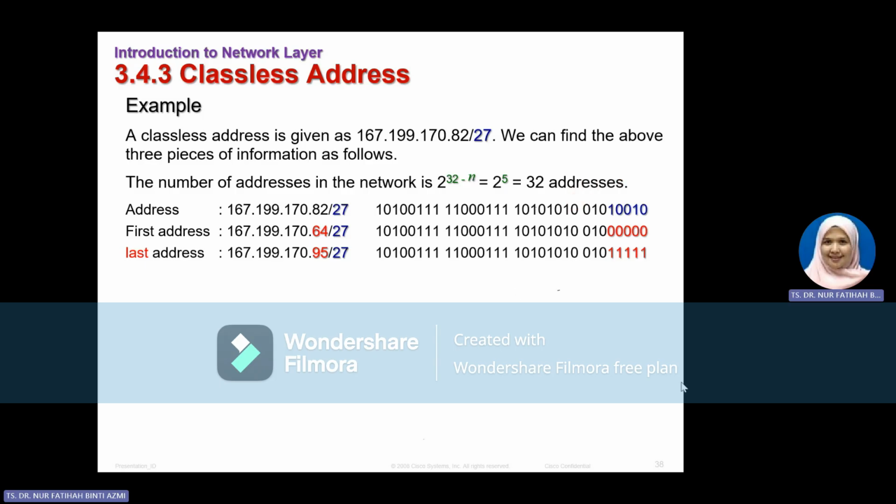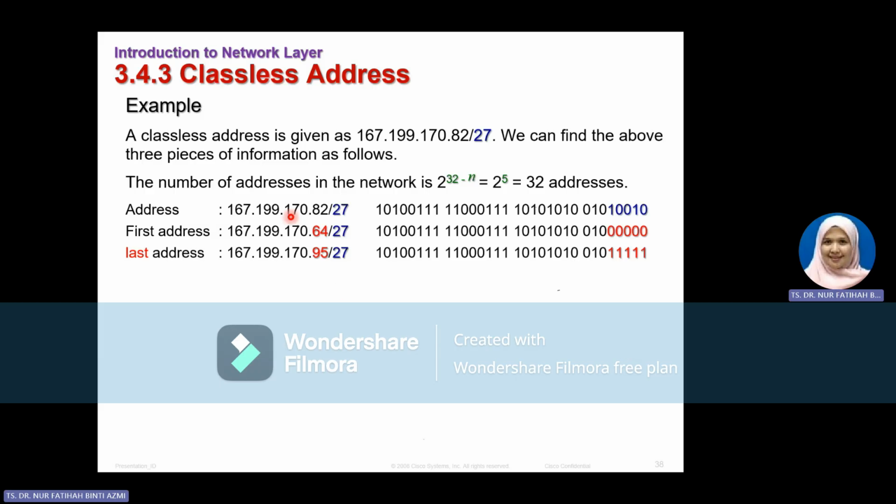Now, the first and last address. The first address is the network address itself, and the last address is the broadcast address. So all the addresses in between can be assigned to individual hosts on the network. So how do we get this first address?